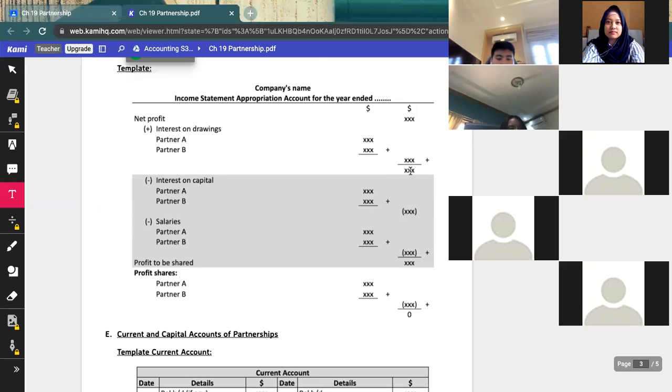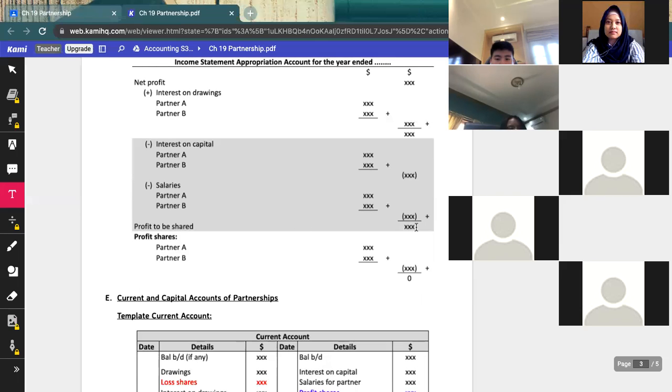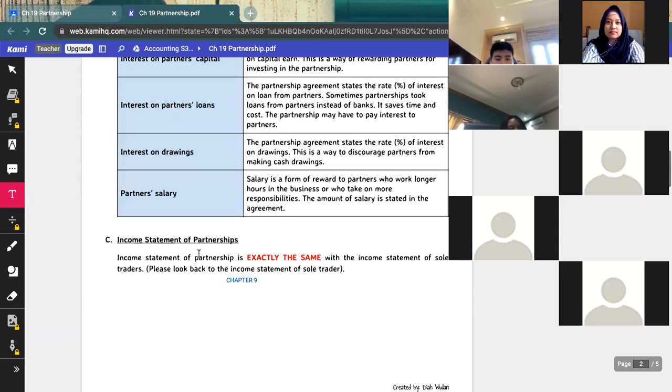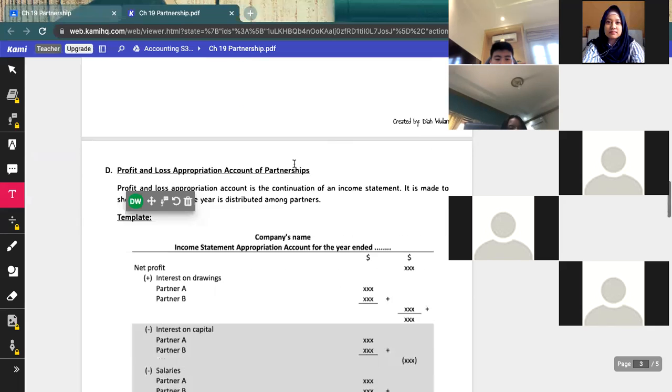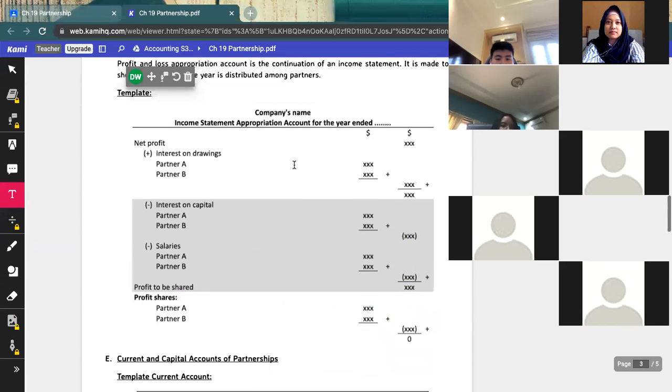Total net profit added with interest on drawings, minus interest on capital, minus salaries. Then it will become profit to be shared. Okay. After you have profit to be shared, then you will share the profit. It's called profit shares, yeah, between partner A and partner B. How you share this profit depends on the distribution of profit and losses stated in the partnership agreement. Is it equally? Is it based on capital contributed or based on ratio? Yeah. After you calculate that, the profit to be shared has entirely been distributed to the partners.